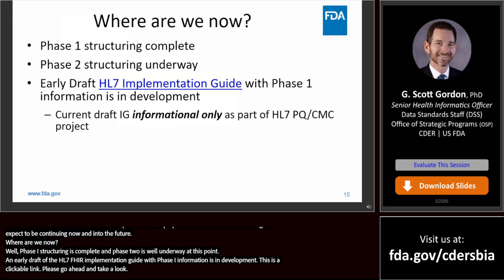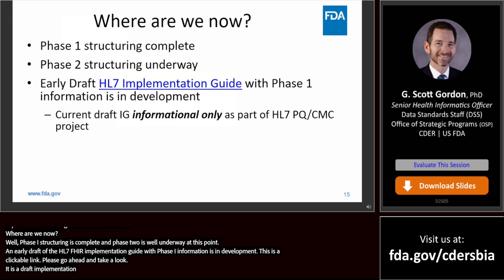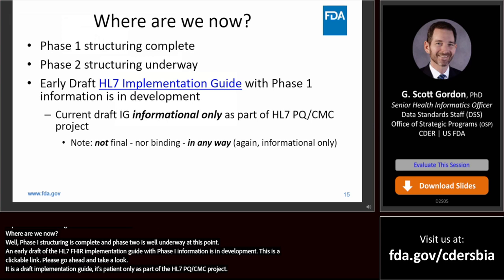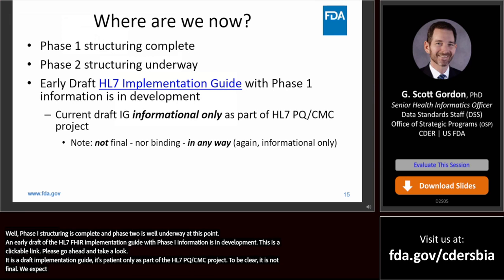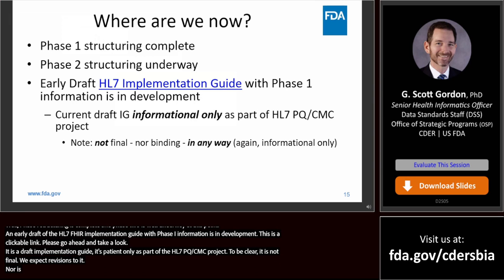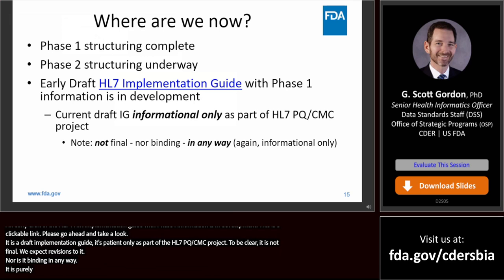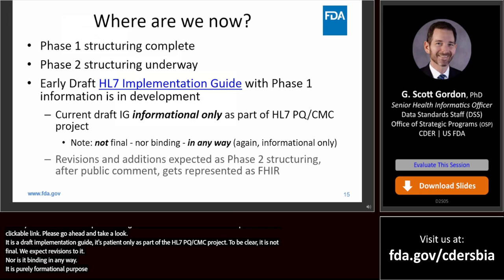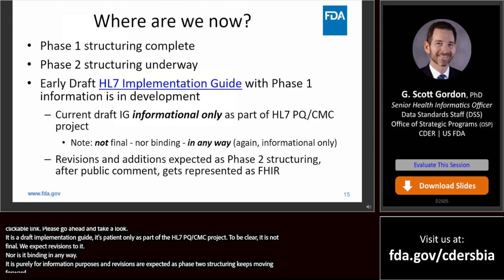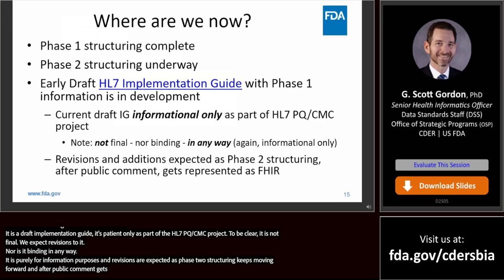It is a draft implementation guide. It is information only as part of the HL7 PQ/CMC project. To be clear, it is not final. We expect revisions to it, nor is it binding in any way. It is purely for informational purposes. And revisions are expected as phase 2 structuring keeps moving forward and after public comment gets represented as FHIR in this implementation guide.